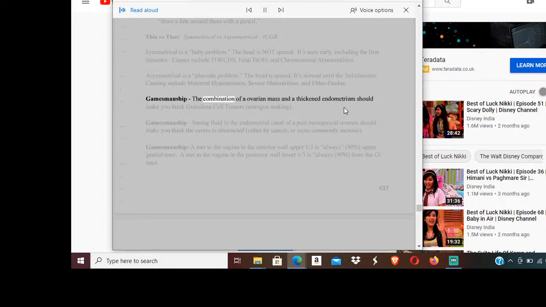Gamesmanship: the combination of ovarian mass and a thickened endometrium should make you think granulosa cell tumors, estrogen making. Gamesmanship: seeing fluid in the endometrial canal of a postmenopausal woman should make you think the cervix is obstructed, either by cancer, or more commonly stenosis. Gamesmanship: a met to the vagina in the anterior wall upper 1/3 is always 90% from the upper genital tract. A met to the vagina in the posterior wall lower 1/3 is always 90% from the GI tract.